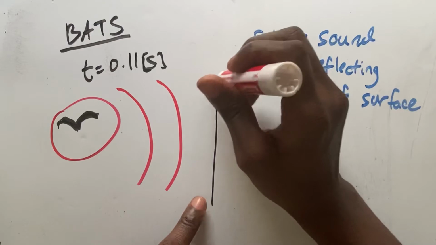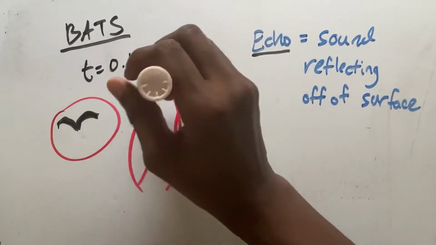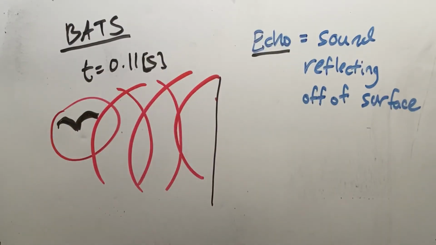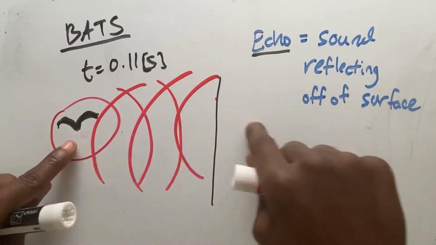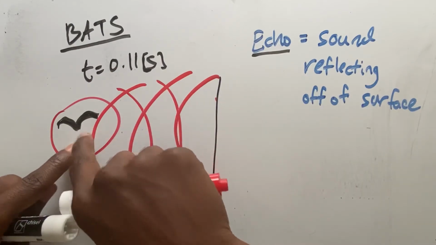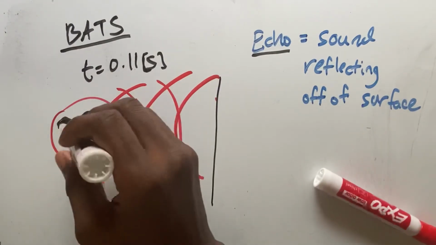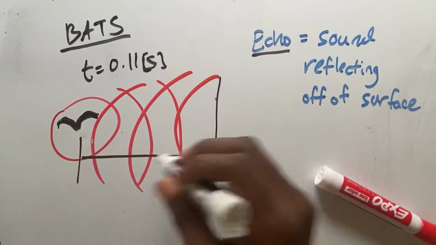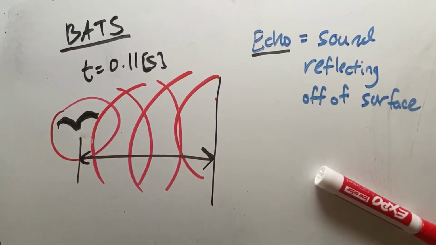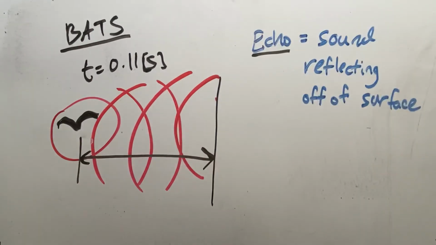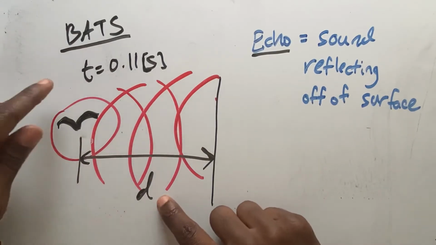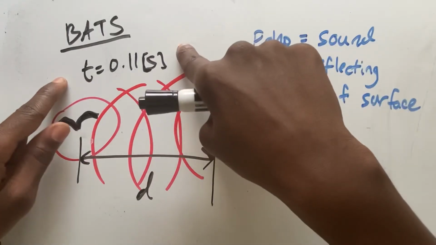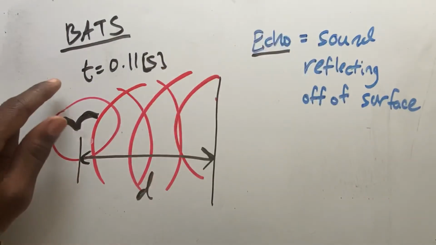The sound's gonna hit this wall and basically come back to the bat. And then based on how long it takes for the sound that he made to go to the wall and come back to him, he can figure out his distance to the wall. That's his distance, I'll call it distance D. So the question is, what is this distance if his echo comes back in 0.11 seconds?